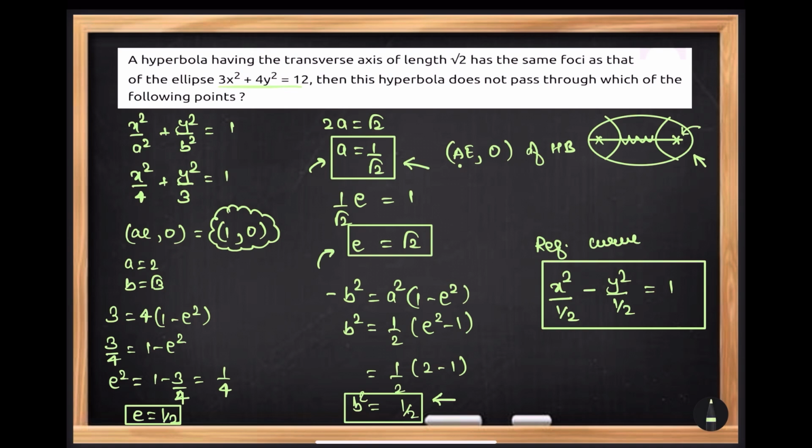Now in the options they have given you some points. Some of them will satisfy the curve and some will not. So you have to find out the point which does not pass through the curve, which will not satisfy the curve. I hope the idea is clear.